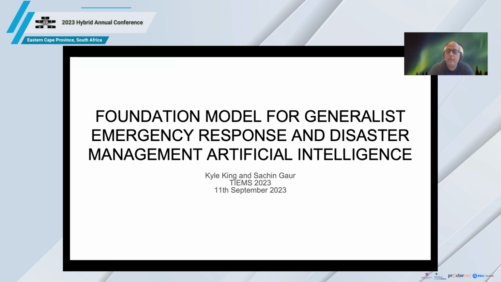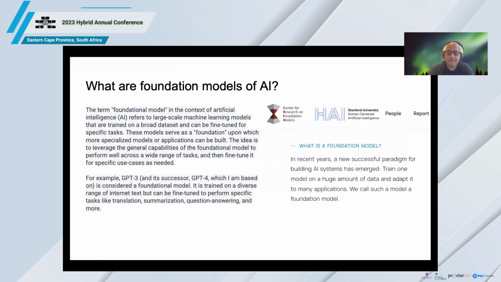I have Kyle with me, and it was a bit of collaboration between Kyle and myself. Around the same time when these foundation models were getting popular, we were starting to talk to each other. I'm not a disaster management expert, so I'm only going to talk about the AI aspect, and Kyle is a domain expert, and he will talk about those topics. So I'll just take maybe 4 or 5 minutes, and then I will hand over to Kyle.